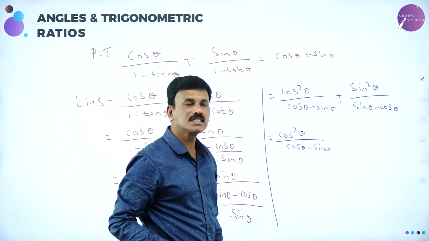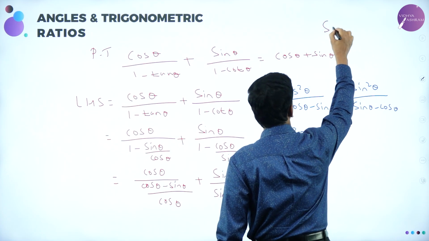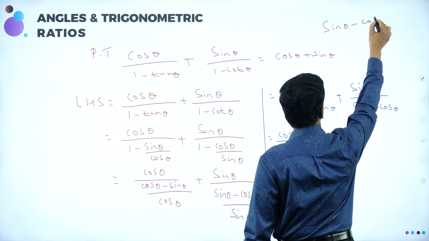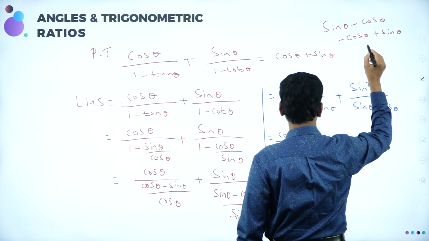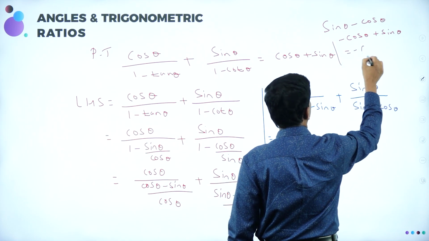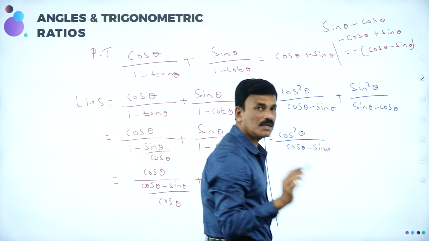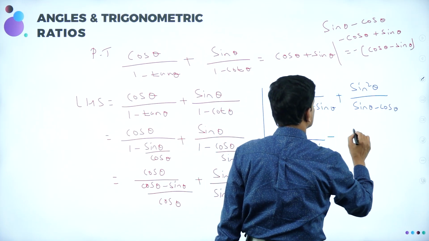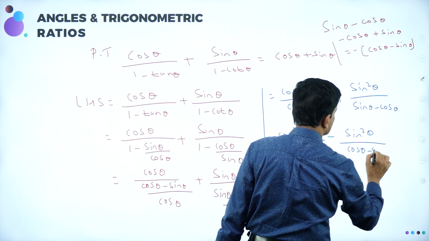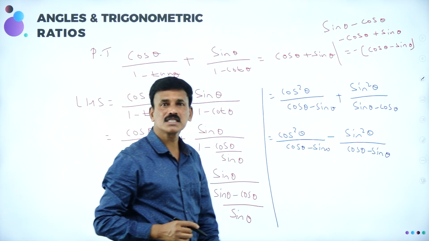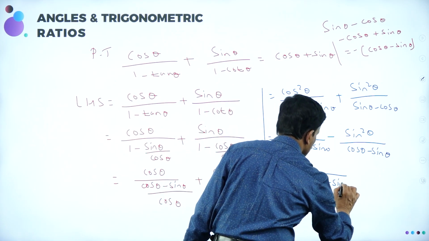Let us convert sin theta minus cos theta. This can also be written as sin theta minus cos theta, which is minus cos theta plus sin theta. You can take a minus out. This becomes cos theta minus sin theta. So therefore this minus into plus becomes minus, this sin square theta divided by, in the denominator, we will have cos theta minus sin theta. Now you can take cos theta minus sin theta as the LCM.